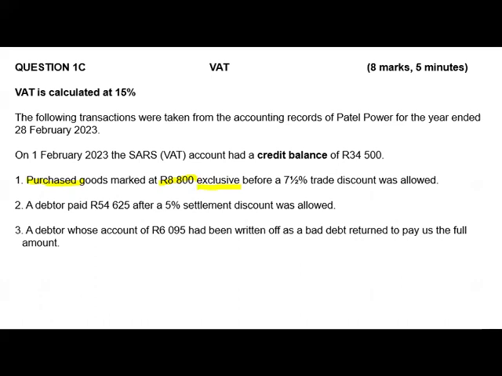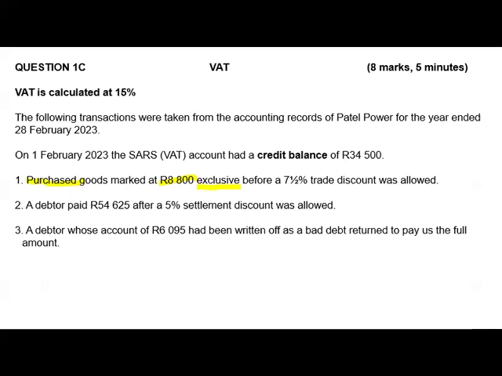The next one says that a debtor whose account of 6,095 had been written off as bad debt returned to pay us the full amount. Note that when we sell goods to a debtor, we record VAT output. And when a debtor is written off, that VAT we initially recorded, we need to cancel it, so we record VAT input. So the net effect is 0.